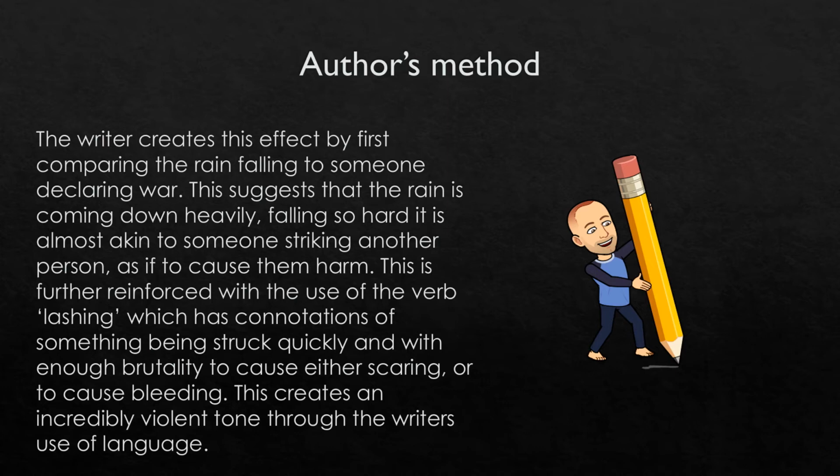And then what I'm going to do is zoom into the individual words that have been used within that quote. So this is further reinforced with the use of the verb lashing. So I've chosen a verb there that is particularly effective within this quote. So this is reinforced with the use of the verb lashing, which has got connotations, that's ideas associated with something being struck quickly and with enough brutality to cause either scarring or to cause bleeding. This creates an incredibly violent tone to the writer's use of language.